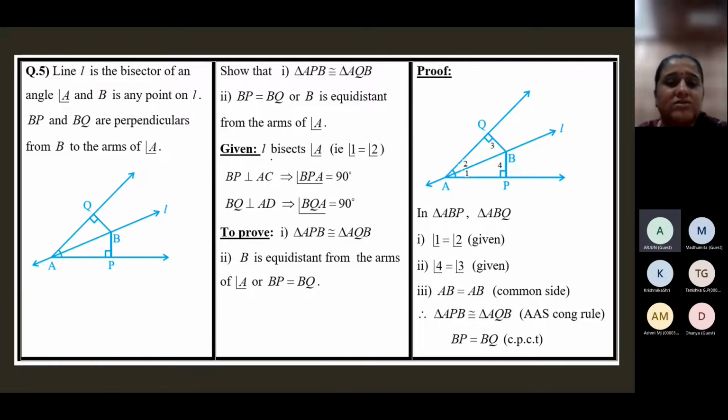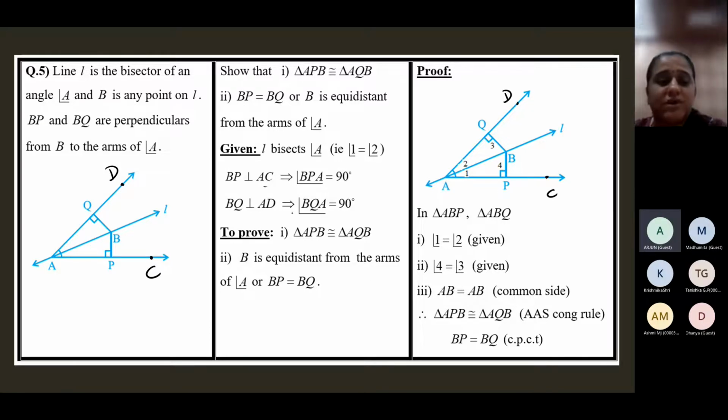So given, what is given? L bisects angle A. That means angle 1 is equal to angle 2. And then it's given that BP is perpendicular to AC. Oh, AC, I have not marked C. Okay, this is AC, children. One minute, I have not marked C and D. So I need to mark C here and D here.